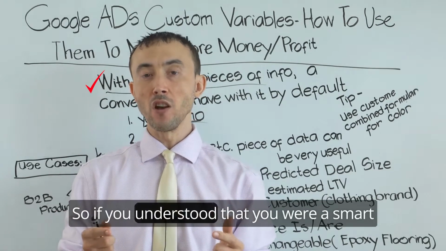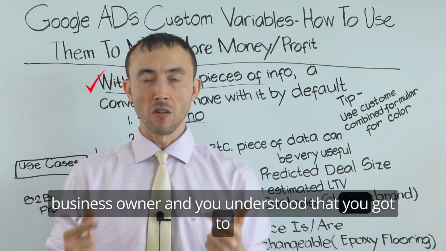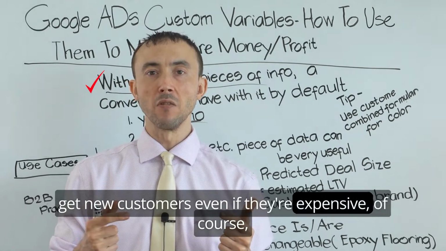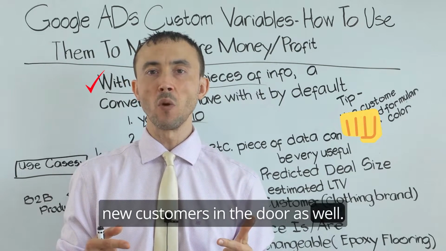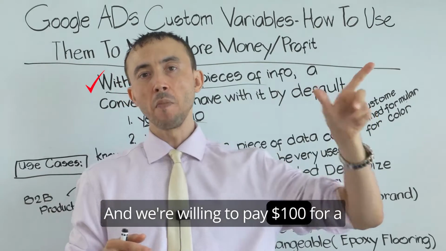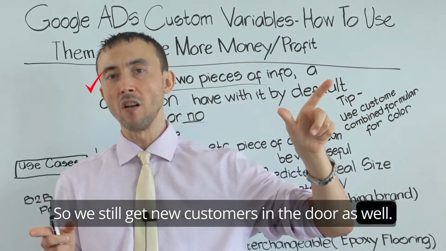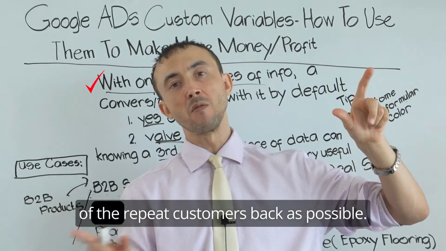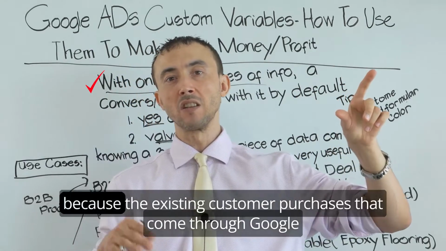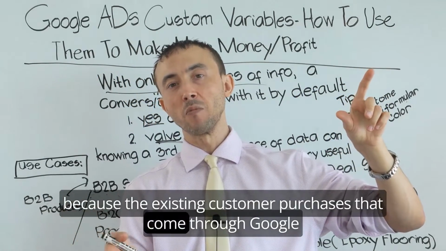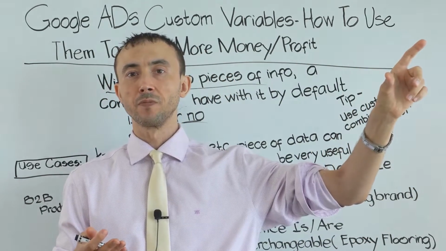So if you understood that, you were a smart business owner, and you understood that you've got to get new customers, even if they're expensive. Of course, we can't pay an unlimited amount, but we've got to be able to get new customers in the door as well, and we're willing to pay $100 for a new customer and $50 for an existing one, so we still get new customers in the door as well. Naturally, you want to still get as many of the repeat customers back as possible. You don't want to just go after new customers, because the existing customer purchases that come through Google that you can get are low-hanging fruit. You still got to get new customers.